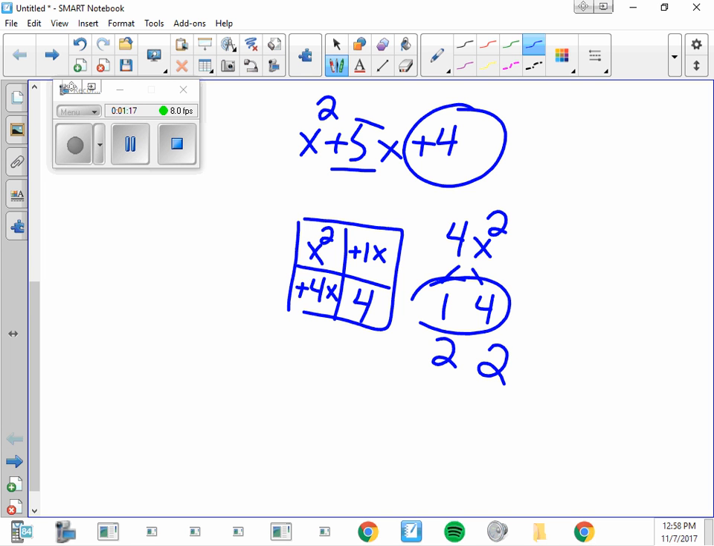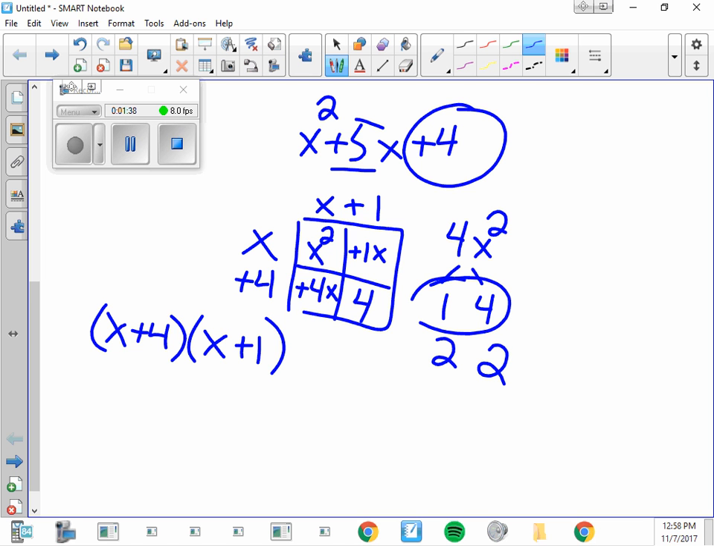And then I look at the top row. What does the top row share? An x. If I pull an x out of each of those, I'm left with x plus 1. And if I pull an x out of the 4x, I get plus 4. So my factors are x plus 4 and x plus 1. Okay. What are the roots? Or the zeros? -1 and -4. Does everybody know how to do that?